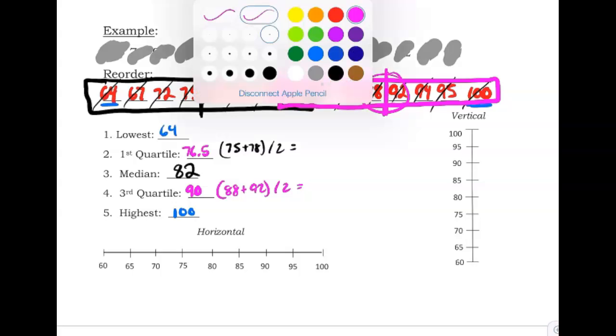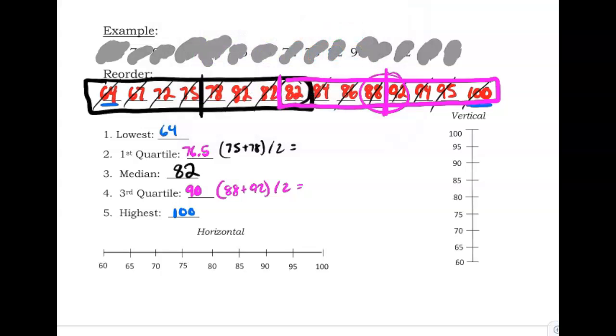So then you just plot those on the graph. 64 is right about here. 76.5 is right about there. 82, 90, and 100.